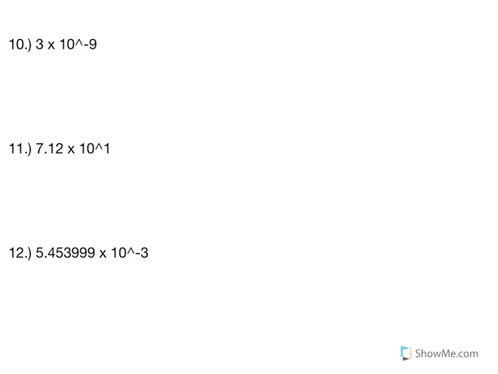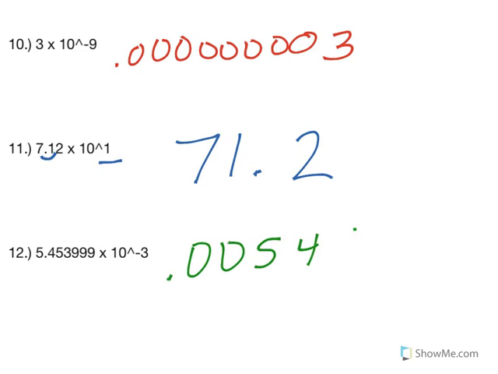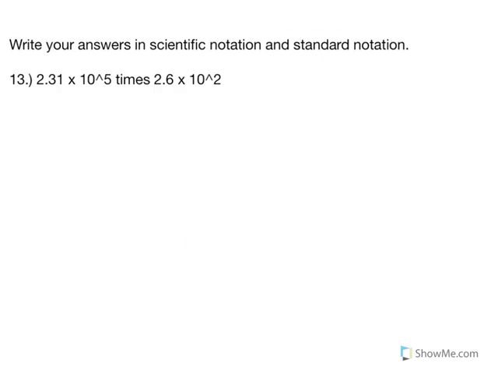Number 3, again, negative exponent. It's a 9, so I'm going to have 8 zeros: 1, 2, 3, 4, 5, 6, 7, 8, and then I have my 3. In 11, we have a positive exponent, and it's 1, so it's going to go 1 to the right, get bigger. So 71.2. And in number 12, we're going to go to the left 3 places. So 2 zeros, and then I need all of those non-zero numbers for our answer in standard form.